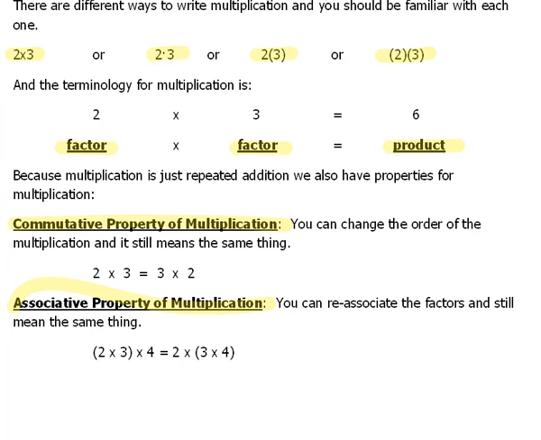still is the same thing. So very similar to what we did with addition. Parentheses means we do this first. So if we were to multiply 2 times 3, we would get 6 times 4, which would be 24.